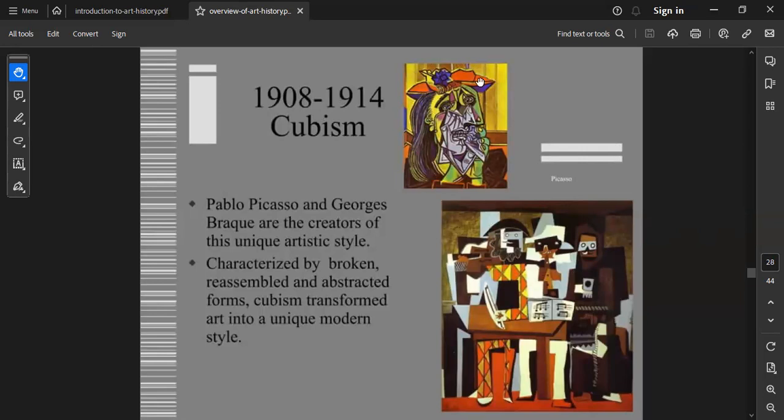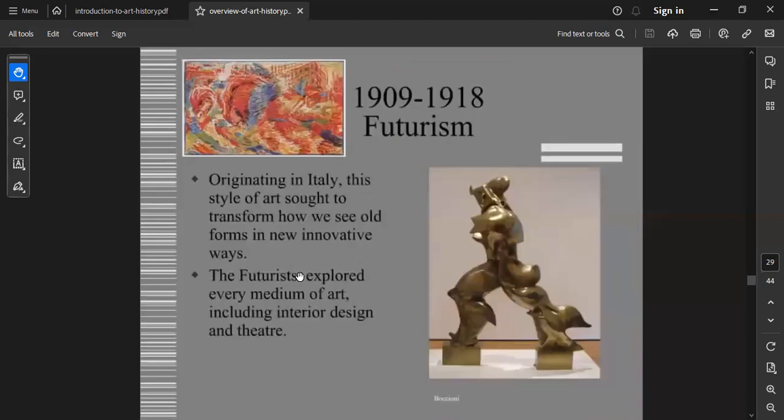If you look at this, it is again something that deals with illusion. You might find two faces placed parallelly. You might also find two eyes which belong to one common face. That is again an illusion. These are characterized by broken resemblance and abstract form. Cubism transformed art into a unique modern style.